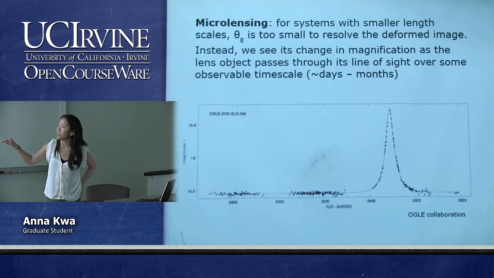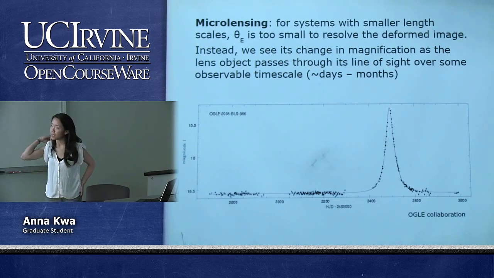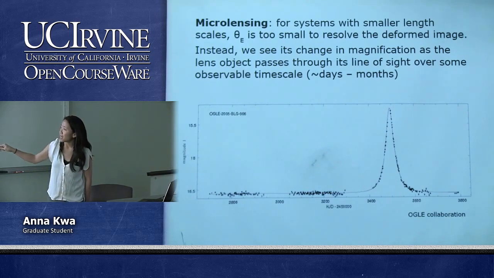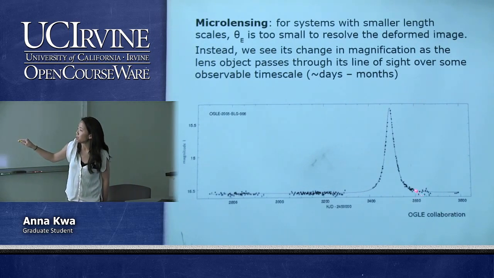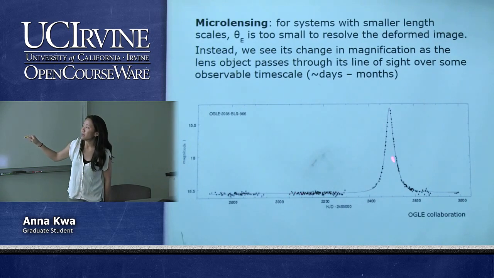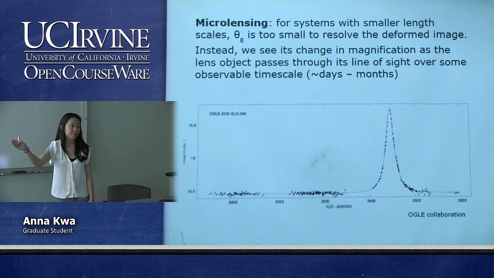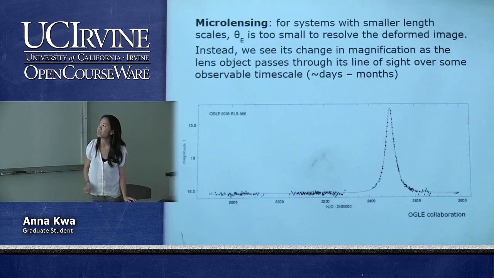So here's an example of a light curve. You've got some object passing between you and a nearby star. And this axis is in days. So over the course of like 300 to about a year, this object spiked in brightness and then went back down after that lens passed through the line of sight.